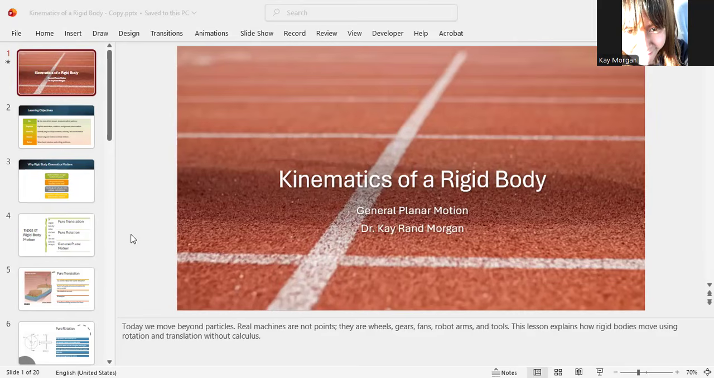By the end of this lesson, you're going to be able to recognize different types of rigid body motion and describe them using velocity and acceleration. We're trying not to use calculus, especially for this course, so that students can follow. Dynamics itself is actually calculus, but we can simplify what we're doing right now for you to be able to understand.